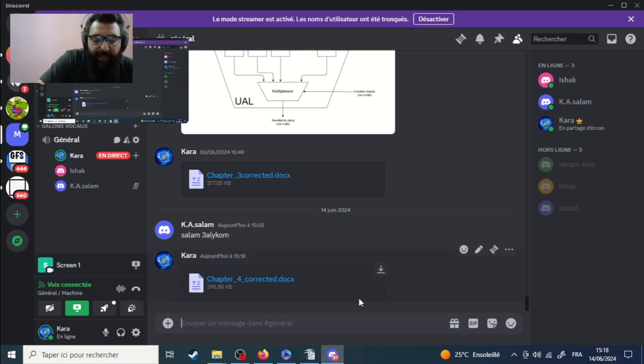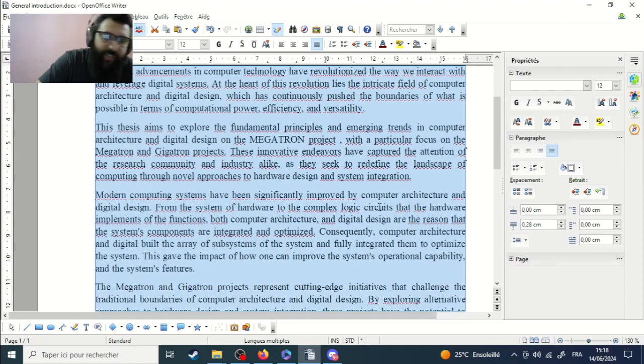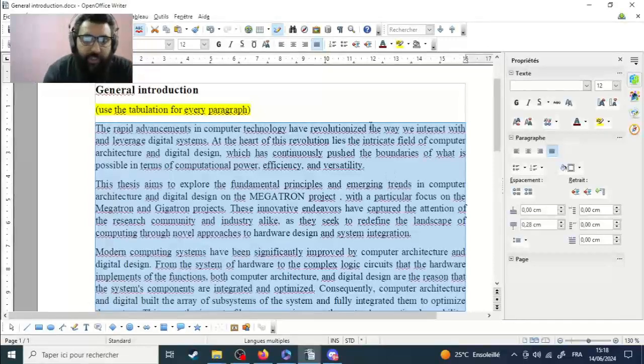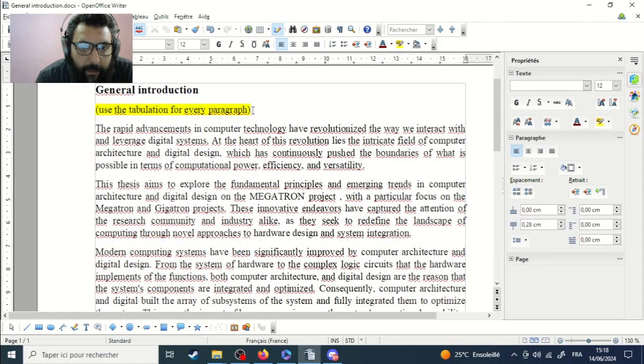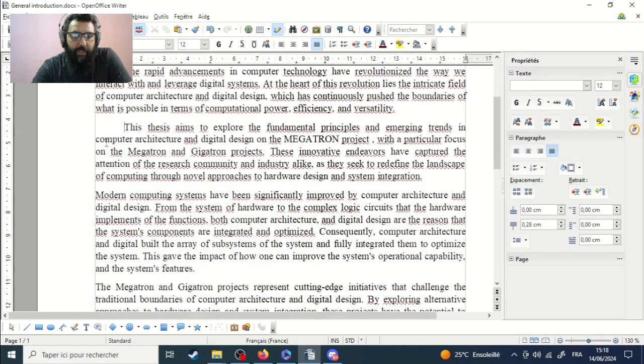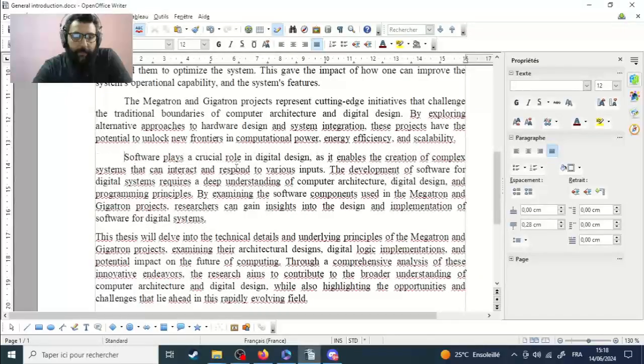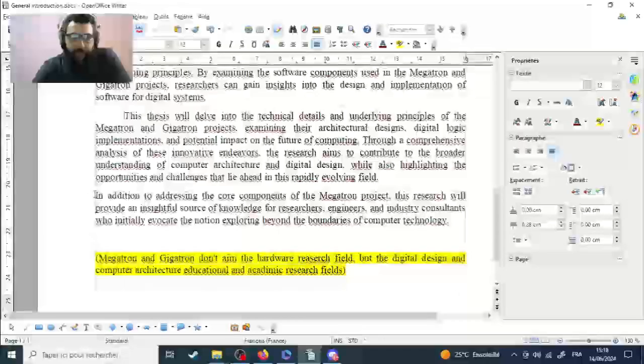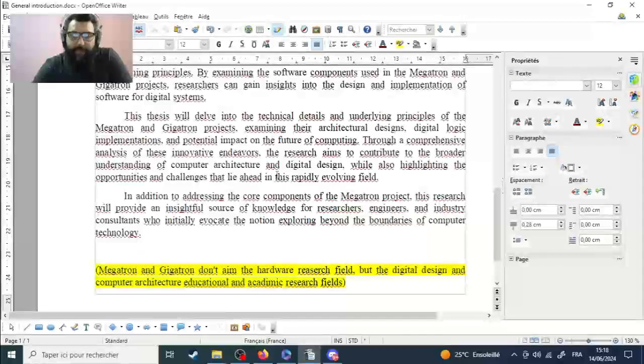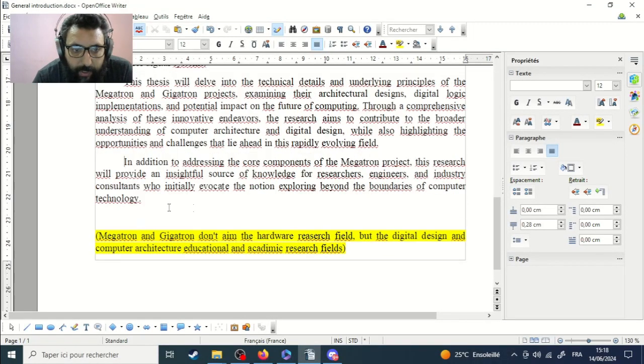Okay, you have chapter 4 corrected. Next, we have the introduction. I checked the introduction, it's 100% AI, you have to change it. One remark is to add tabulation at the beginning of each paragraph. The tabulation will be added automatically in LaTeX. Anyway, I give this remark in case you forgot, just to make sure you have it.